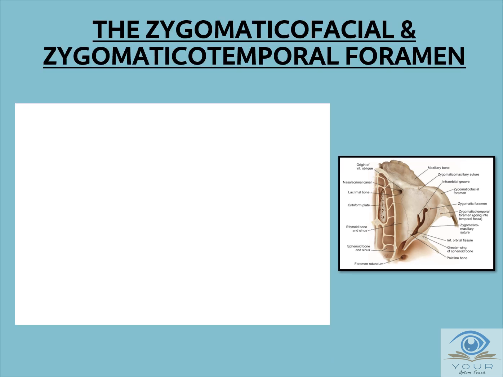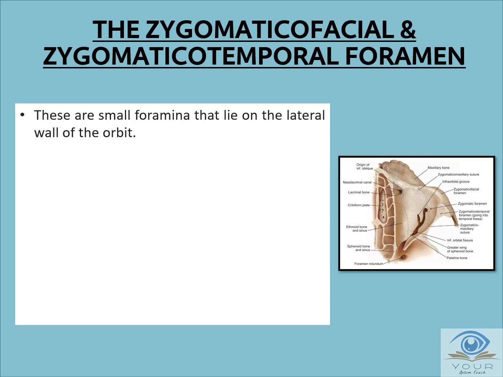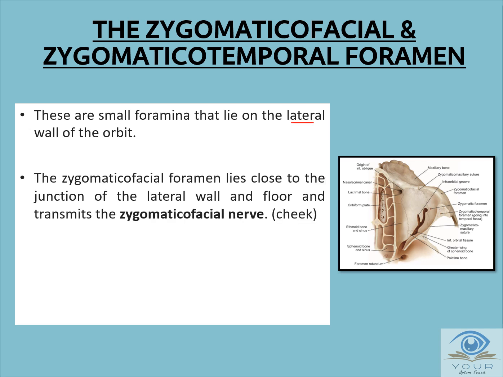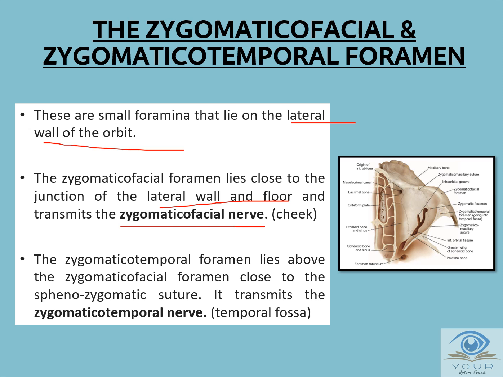Now the next foramina that we will be discussing are the zygomaticofacial and zygomaticotemporal foramina. These are small foramina that lie on the lateral wall of the orbit. The zygomaticofacial foramen lies close to the junction of the lateral wall and floor and transmits the zygomaticofacial nerve, and the zygomaticotemporal foramen lies above the zygomaticofacial foramen close to the sphenozygomatic suture. It transmits the zygomaticotemporal nerve, which supplies the temporal fossa.